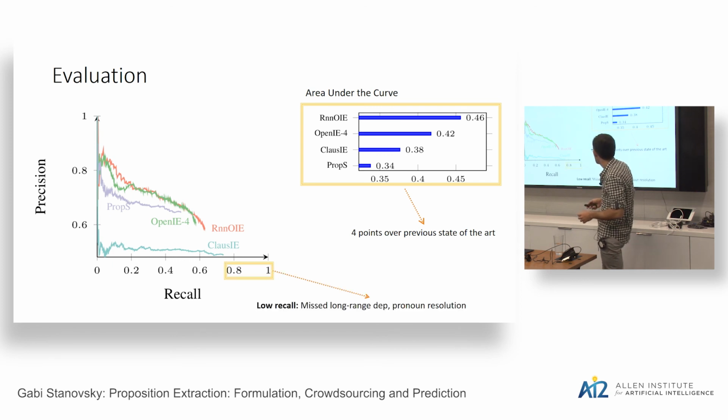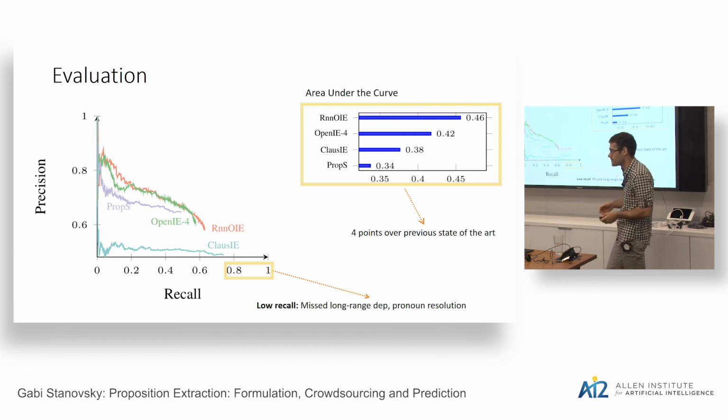And overall, I think it's interesting that most of the systems don't get past around 2% of recall here. And this is based on confidence, right? So this is precision recall based on the confidence. And I think that this is due to missed long-range dependencies and pronoun resolution that you need to do in order to achieve some of the extractions. And we can talk more about this if you're interested.